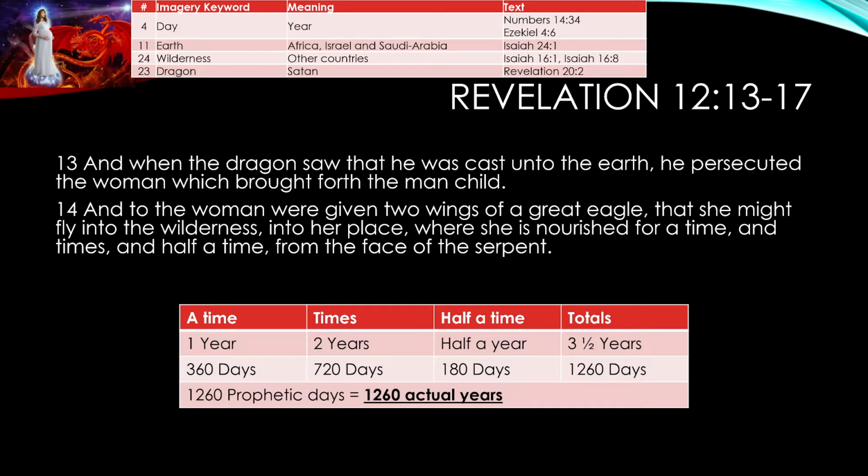A time, and times, and half a time, adds up to 3.5 prophetic years, which is 1,260 actual years. This was fulfilled between the years of 637 and 1797, between the times when Israel was conquered by Islam, and when the nation of Israel knew that their land would be returned to them, when the first Zionist Congress was created.